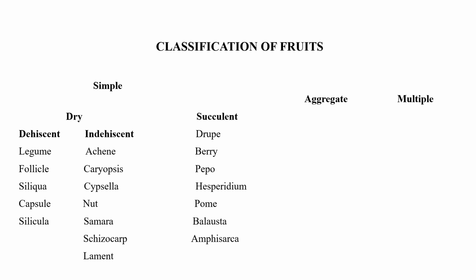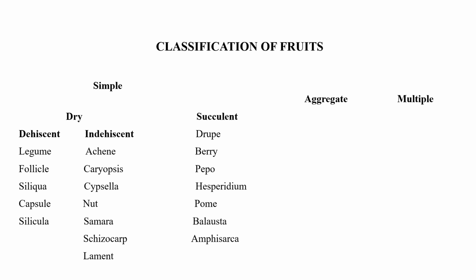Under the simple fruits, we have two major divisions: the dry and the succulent. The succulent is also referred to as fleshy fruits. Under the dry, the dry fruits are divided into two, dehiscent and indehiscent. When we say dehiscent, that is, it is dry, and when it is dry, it can split on its own. But when it is dry indehiscent, it does not split.